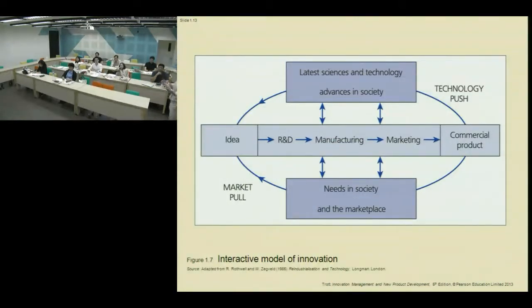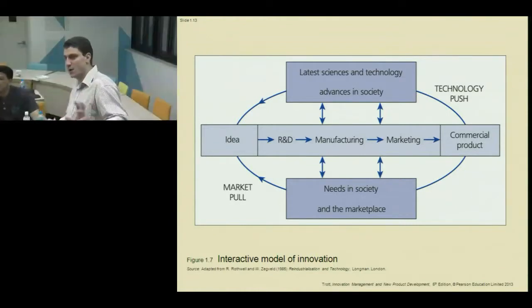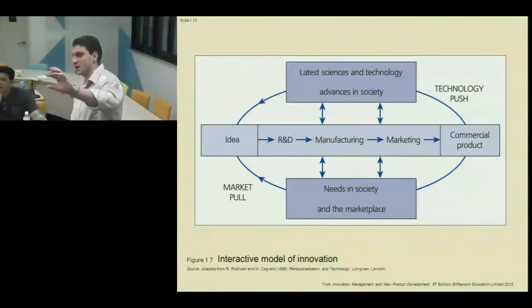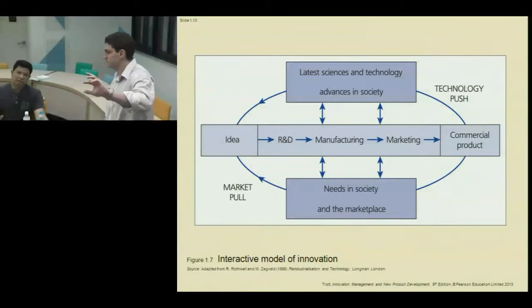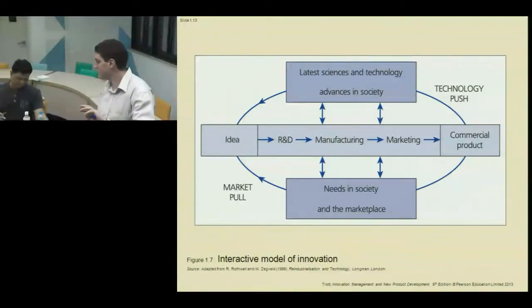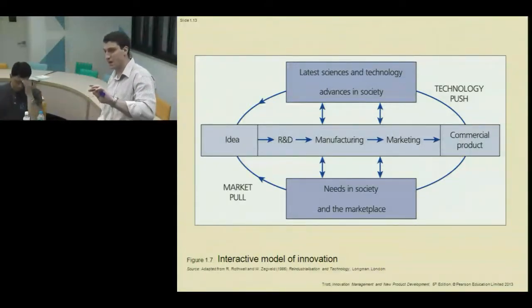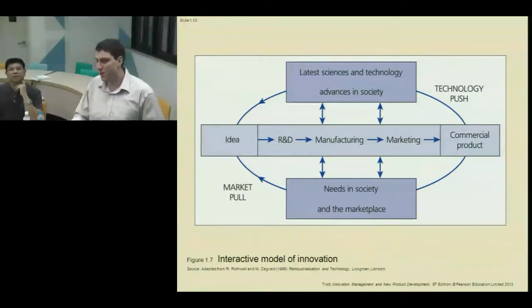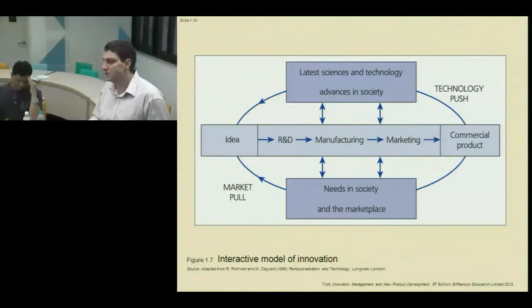And then we have all those concepts brought together. We have, on one hand, market pull and technology push. We have latest science and technology. On the other hand, we have needs in society in the marketplace. And in between, we have the process. We have the idea, we have the R&D, we have manufacturing, marketing, that all lead to the final offering.